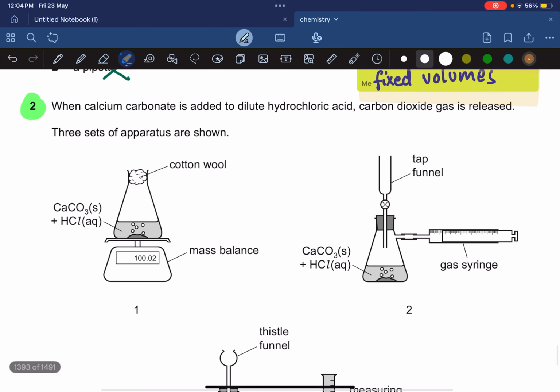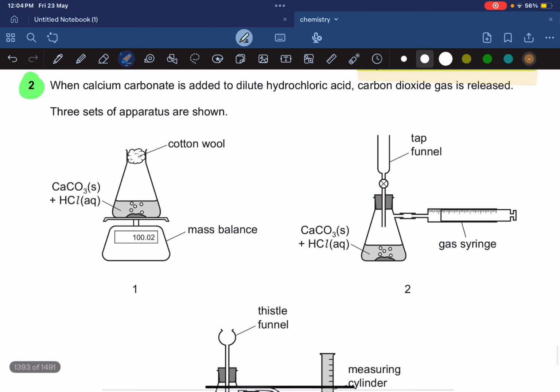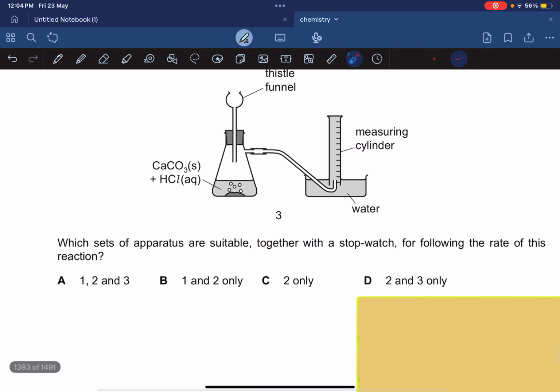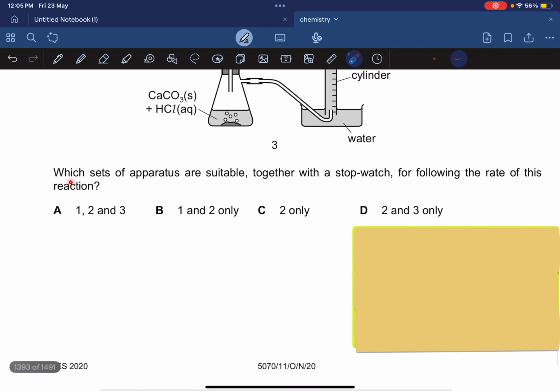Moving on to the next question, question number 2, which was also a challenging one. When calcium carbonate is added to dilute hydrochloric acid, carbon dioxide gas is released. 3 sets of apparatus are shown. The question is: which set of apparatus is suitable, together with a stopwatch, for following the rate of reaction?